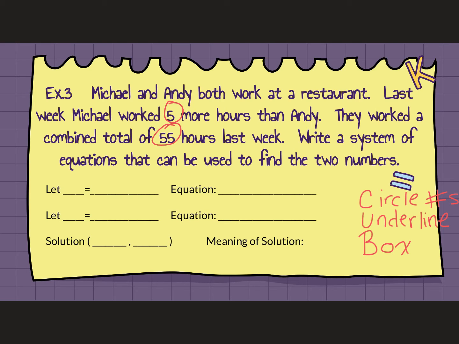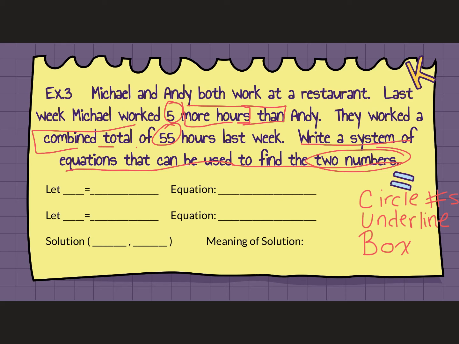So let's go ahead and underline the question or directions. Write a system of equations that can be used to find the two numbers. So there is another one there. Our boxing is our math words. So more hours than, I'm going to kind of continue that box there.